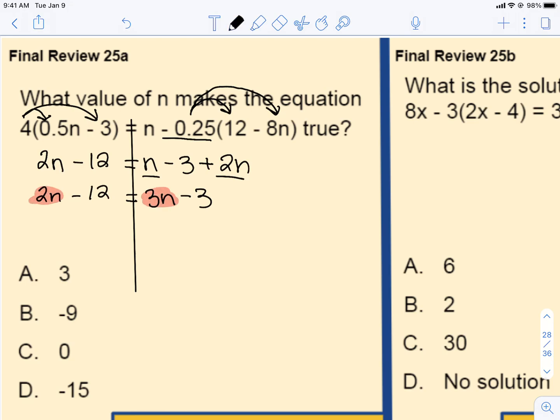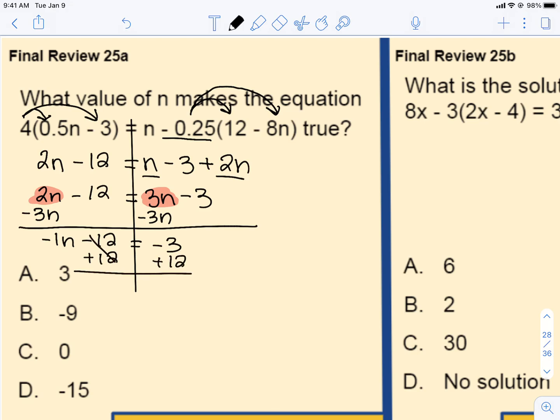I want my variables on the same side, so I have a 3n and a 2n. From what it seems like, most of you like variables on the left side. So I'm going to move the 3n to the left side by subtracting. Okay, which gives me a negative 1n minus 12 is equal to a negative 3. I'm going to add 12 to both sides. So when I do that, the 12's zero out. I'm left with a negative 1n is equal to a positive 9.